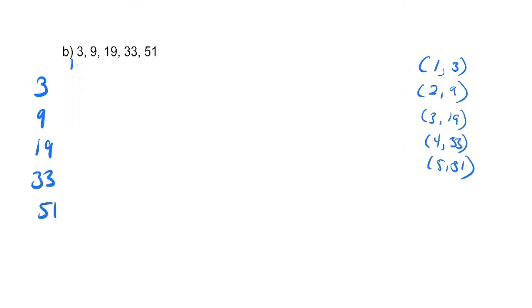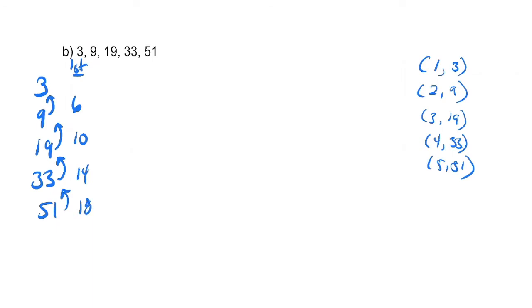So here, how do we do the first differences again? It's this minus that, so that's going to be 6. Then going down, 19 minus 9 is 10. 33 minus 19 is 14. And then 51 minus 33 is 18.